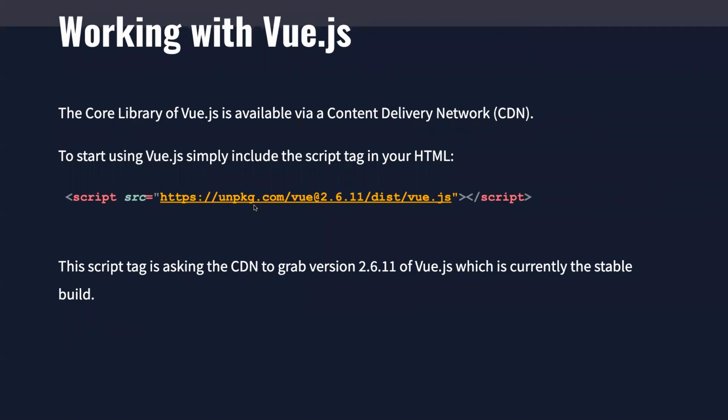So working with Vue.js. Well, interestingly enough, you don't really need to download or install anything. That's one of the first things you'll notice, and that's often true with a lot of frameworks. But Vue.js will recommend that you simply use Vue by embedding a script tag in your HTML. That's what this looks like here. This script tag is asking the CDN, or Content Delivery Network, to grab version 2.6.11 of Vue, which is the current stable build, and that's what you would be interacting with once you put this script tag in your header. We're going to see how to do that as we build an application.